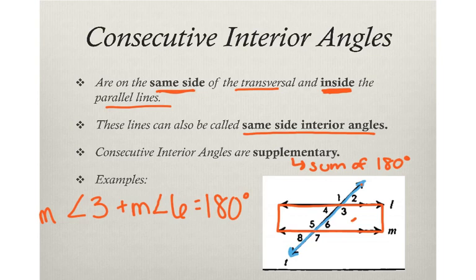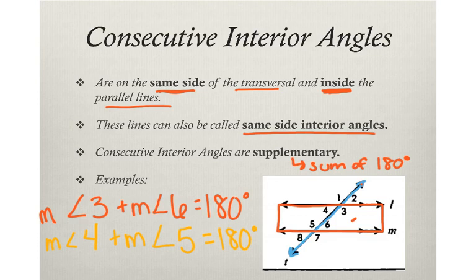And like I said before, you have them more than one pair most likely. So if I look at the next one, if I say angle 4, the measure of angle 4 plus the measure of angle, it would have to be 5, has to also equal 180 degrees. So consecutive interior angles are going to have to add up and equal 180 degrees, being on the same side of the transversal in between your parallel lines. Okay. So that was a lot thrown at you guys right now.